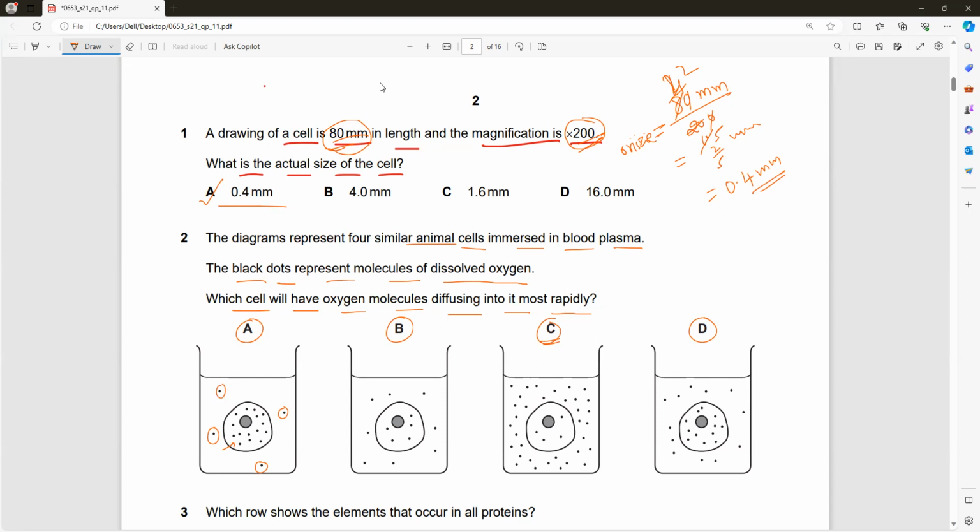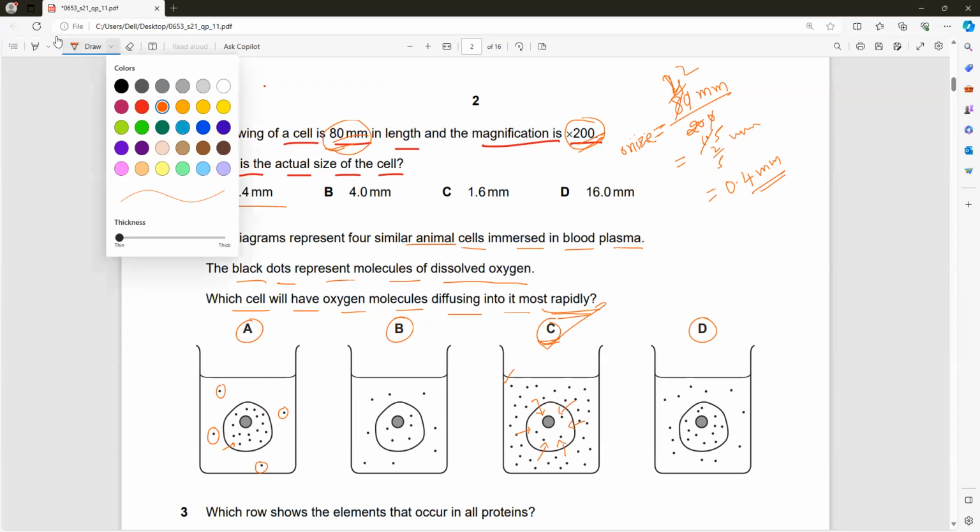Yes, please. Outside high concentration. So from outside to inside there is a lot of difference in the concentration. So what will happen? Oxygen will diffuse very rapidly from the outside to inside. So that is why option C is the correct one. Are you clear, everybody? Do you understand, Amma?